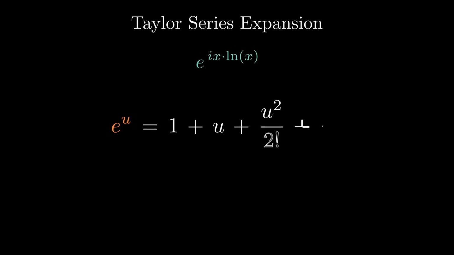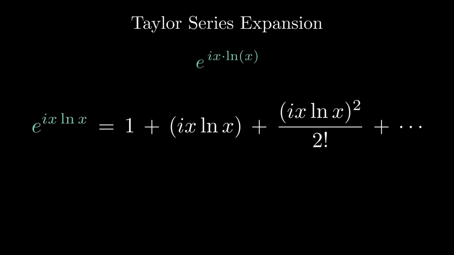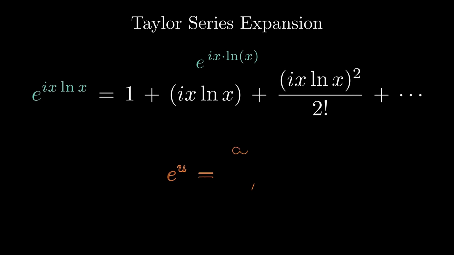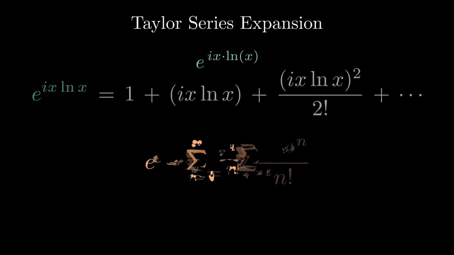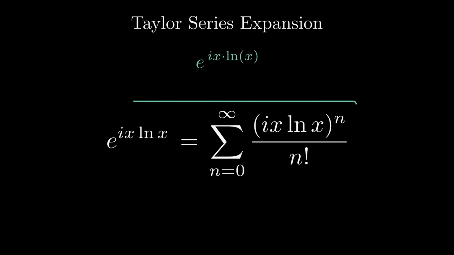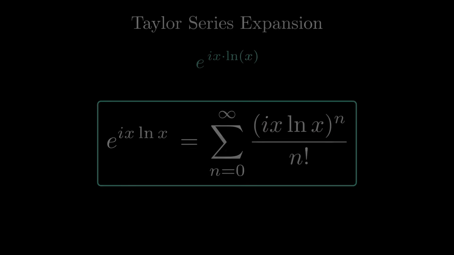Because exponentials have a built-in series, e to the u equals 1 plus u plus u squared over 2 factorial and so on. Let u be ix natural log of x. Substitute it directly into the series. Now, the function becomes 1 plus ix natural log of x plus the square term plus more. Finally, compress it with sigma notation. e to the ix natural log of x equals the sum from n equals 0 to infinity of (ix natural log of x) to the n over n factorial. Now the integral has a series engine behind it.